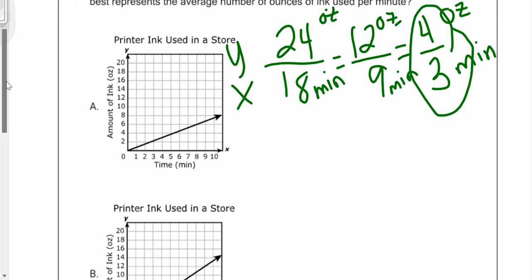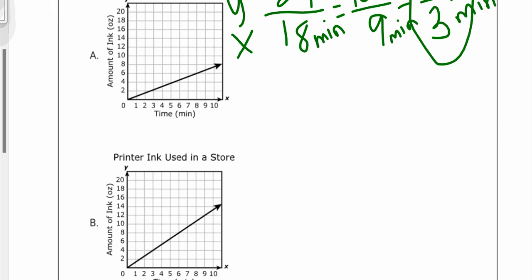Go ahead and find that. At 3 minutes, you see here that it's just over 2. But at 3 minutes here, it's right at 4. So B would be my answer. I could also use at 9 minutes that it's 12. So I have 3 and 4 and 9 and 12.